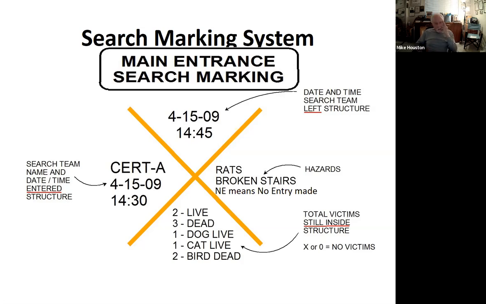And to the left, where it says CERT A, that's the team, the search team, the date and time you entered the structure. You don't put anything else on there. See, a search team, date and time you entered. The reason we do that is because, let's say it's a 3,000 square foot, 2-story home. And CERT team A is 4 folks. And they go in at 14:30 hours, which is 2:30 in the afternoon.